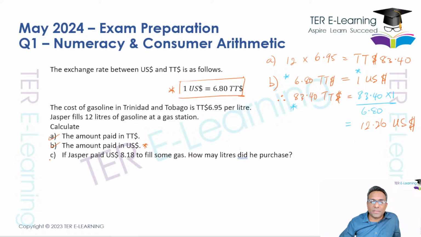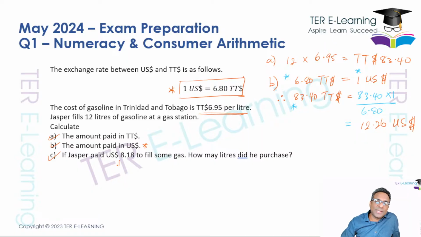Right, so that's part B. Part C now: Jasper paid $8.18 US to fill some gas. How many liters did he purchase? Now, some of these questions seem simple, but they require some thought process before you actually work them out. What happened here is that we know how much per liter in TT dollars.